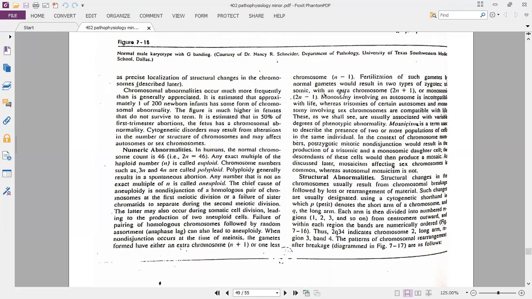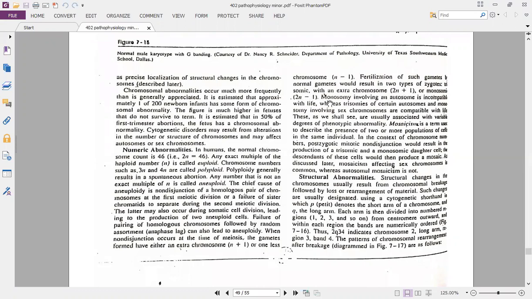trisomic. Trisomic means an extra chromosome, 2n plus 1. This is the trisomic condition, which is 46 plus 1, 47 chromosomes. Or if a person is monosomic, monosomic means 2n minus 1, which means 46 minus 1, which is 45. That's monosomy. Trisomy and monosomy are compatible with life to a certain extent.